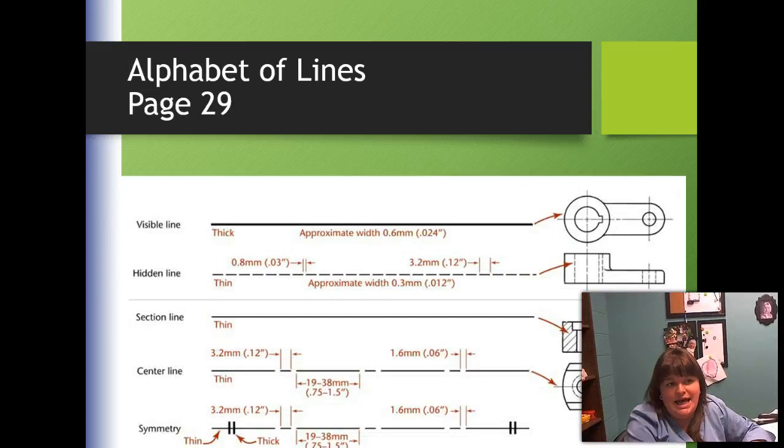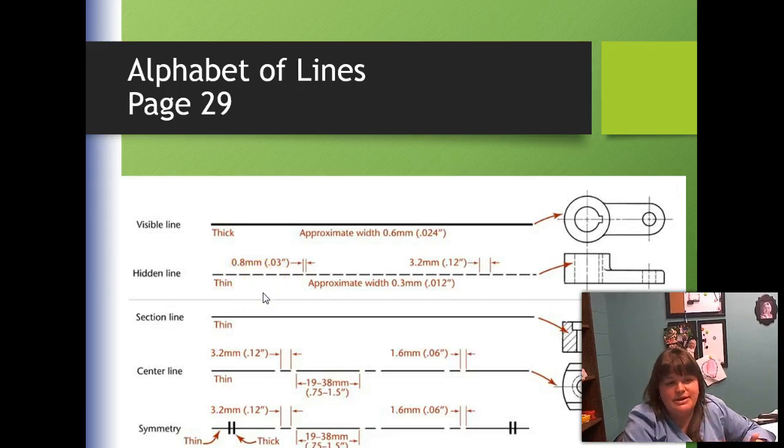On page 29 of your textbook, it's going to go through the alphabet of lines, or all the various types of lines that you might see in a drawing. So here's some visible lines. There's an example right here, just a straight, solid line. Then we have a hidden line. So you've got a long and then a small space, dash and a small space, dash and a small space.